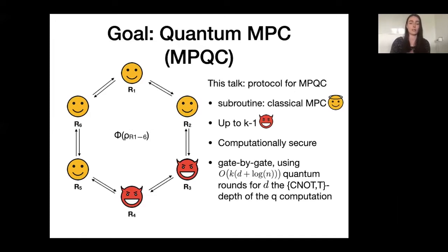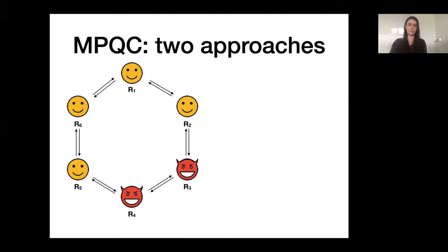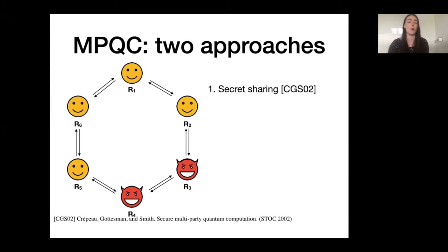So this is what we'll get to in this talk, but before I present to you our protocol, I want to briefly discuss some previous approaches to this task. And essentially, in previous literature, there have been two main approaches to building MPQC protocols. The first approach is to use quantum secret sharing.